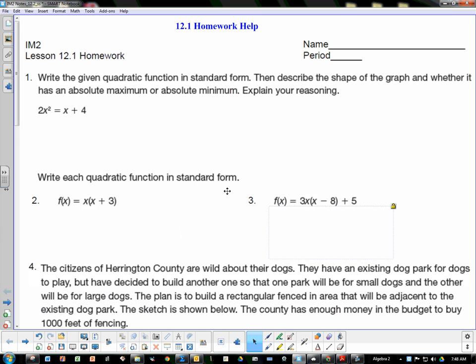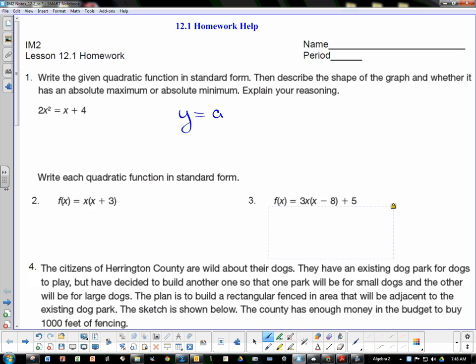This is section 12.1 homework. And number 1 is asking us, write the given quadratic function in standard form. Well, we really didn't go over that much of standard form. The standard form is going to look like this.